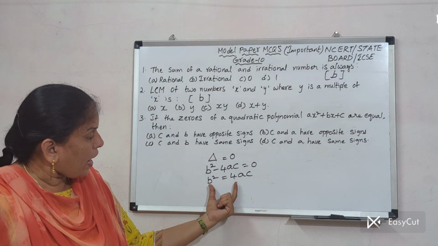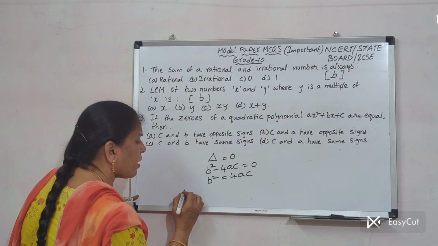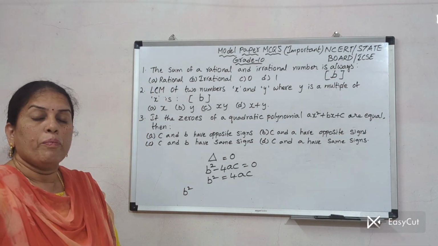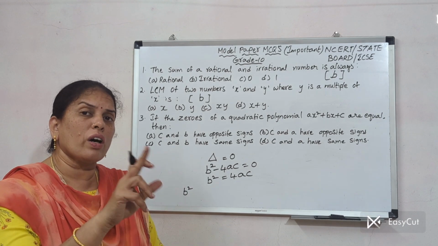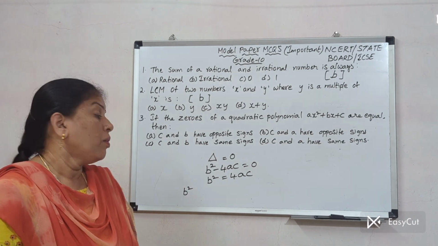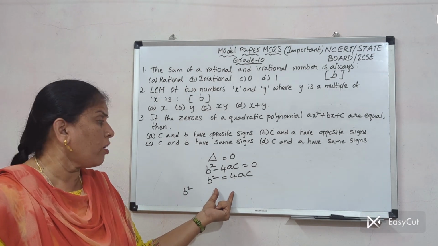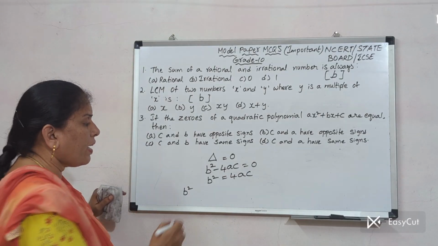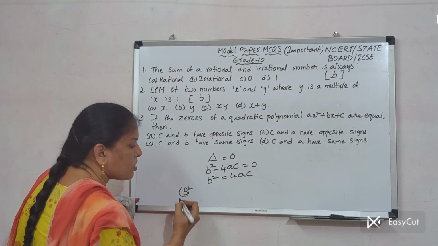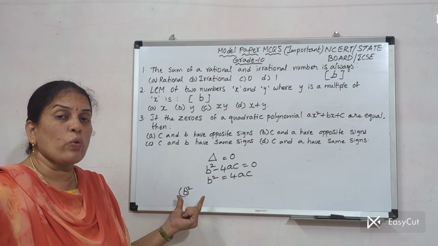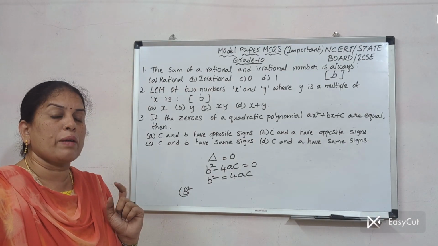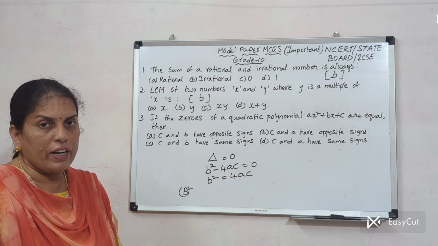See, children, if you observe how b square will be, will b square be positive or non-negative? Positive or negative? Positive or non-negative, both are the same only, no? See here, b square means b whole square. That means the square value will always be positive, that means non-negative. All of you understood?